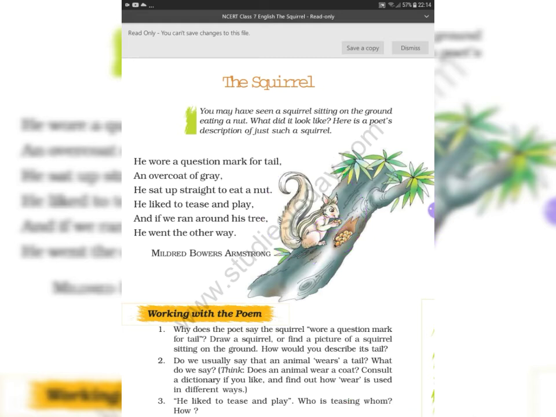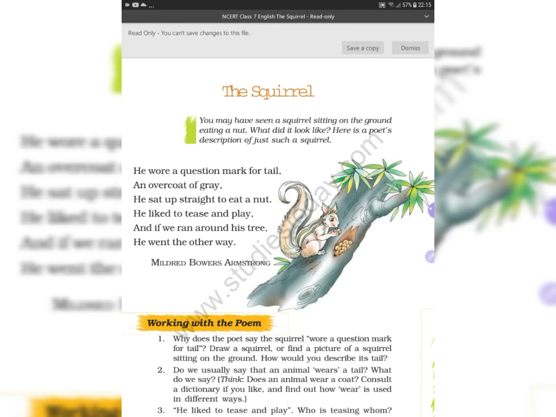Now in the next line you can see: he liked to tease and play, and if we ran around his tree, he went the other way. Suppose you are passing through a garden, and you see a very beautiful squirrel on a tree, eating or playing with another squirrel. What do you do? I believe if I were you, I would like to tease that squirrel. I would like to play with it. So I think most of you will do the same.